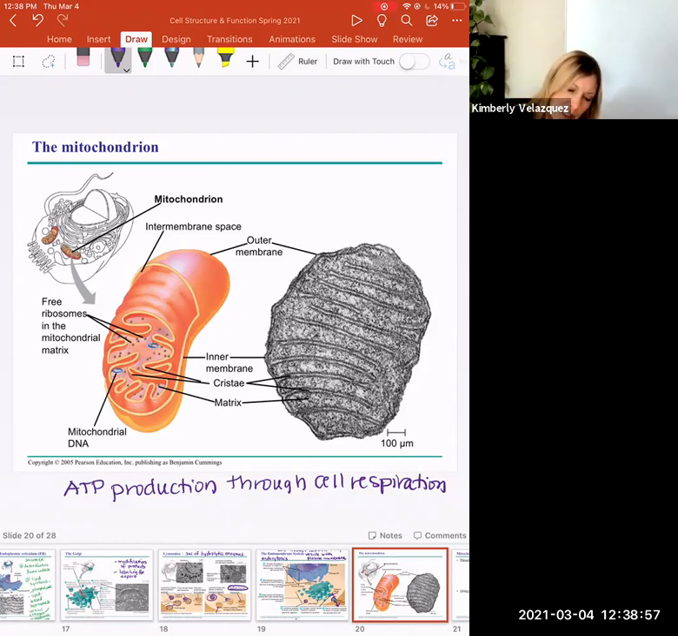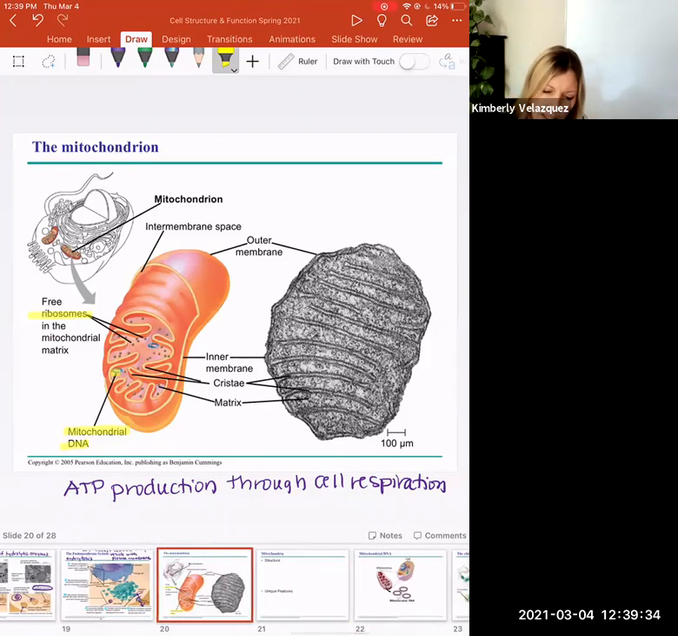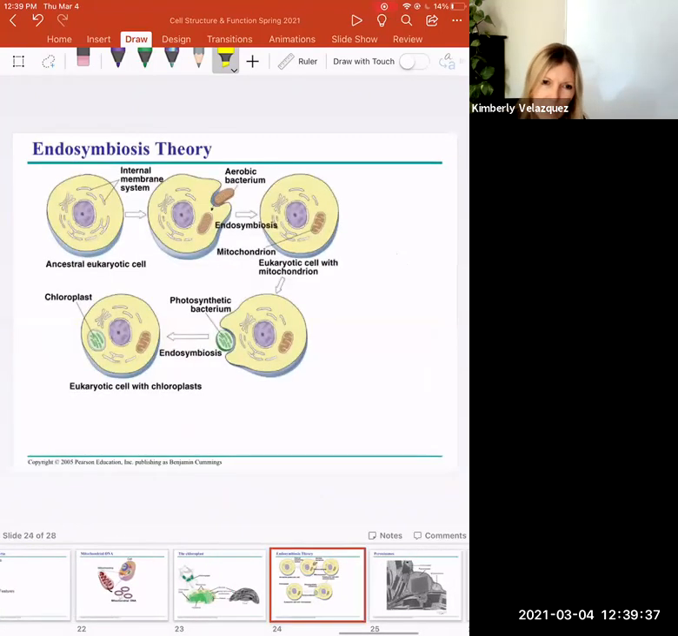But I also want to point out that mitochondria have their own ribosomes. They have their own mitochondrial DNA. And if you look at this mitochondrion, not only does it look like a bacterial cell, but it actually functions a lot like a bacterial cell. And it's pretty well understood in biology today that mitochondria used to be independent organisms. And they were taken in by other bacterial cells and became symbiotic. It's called the Endosymbiosis Theory. And it applies to both mitochondria and chloroplasts.